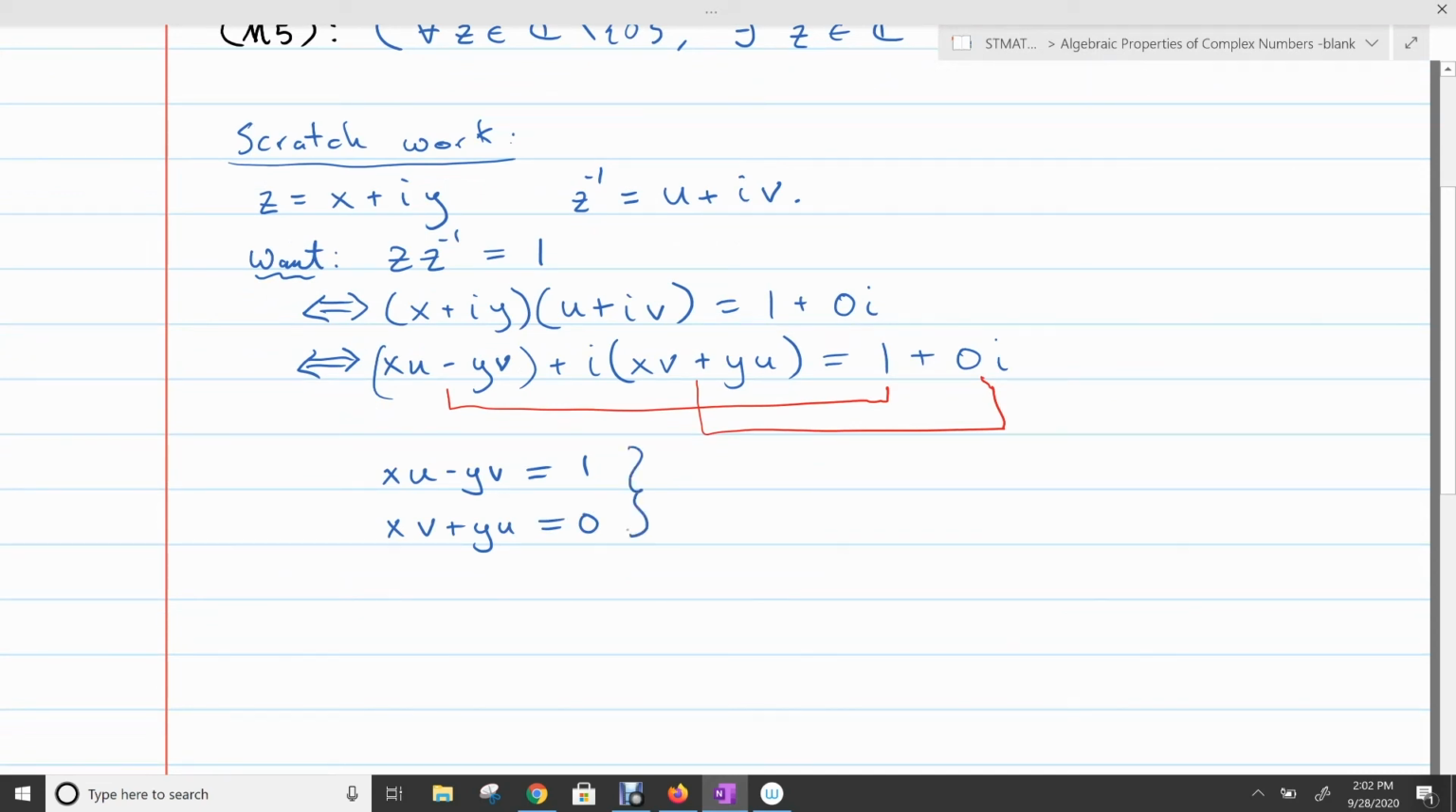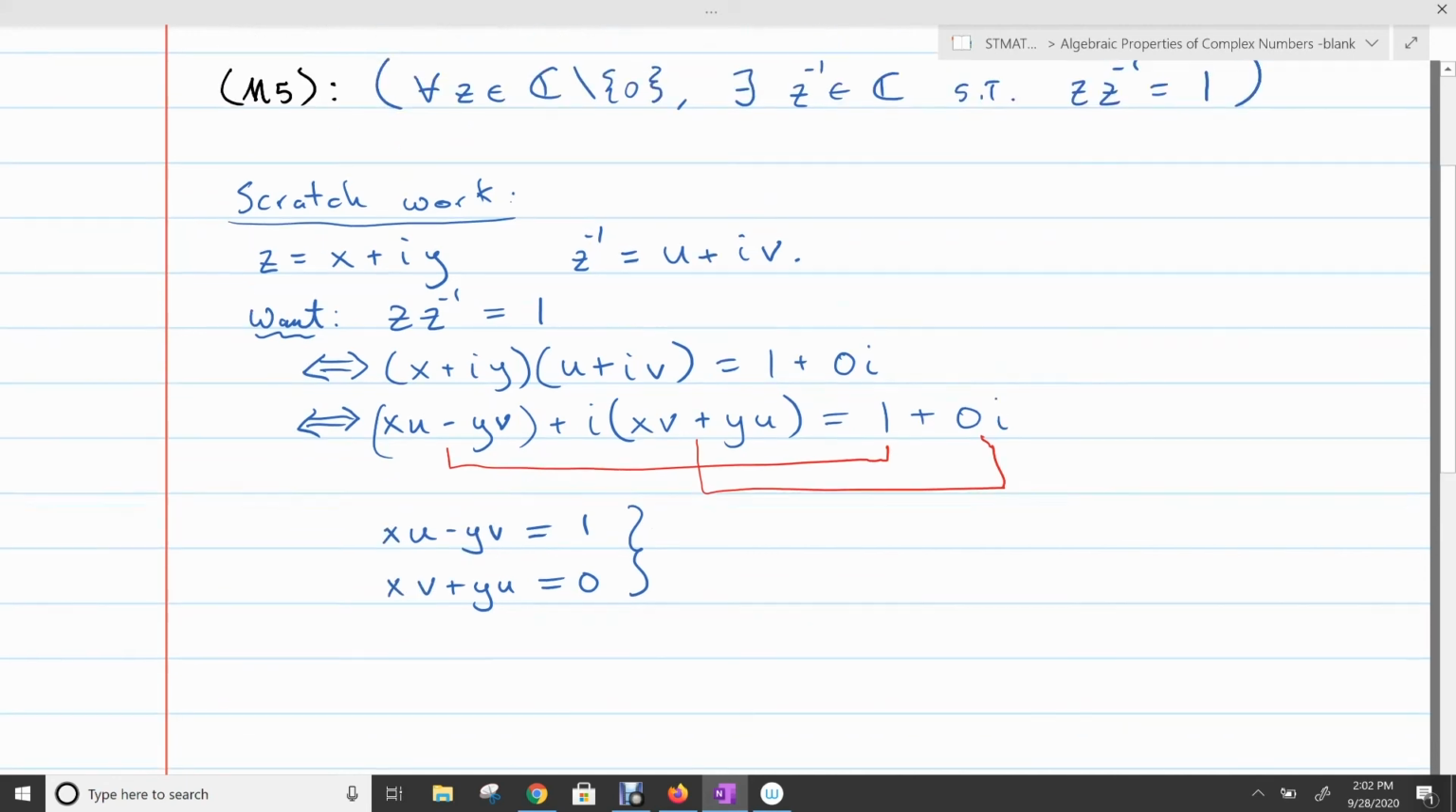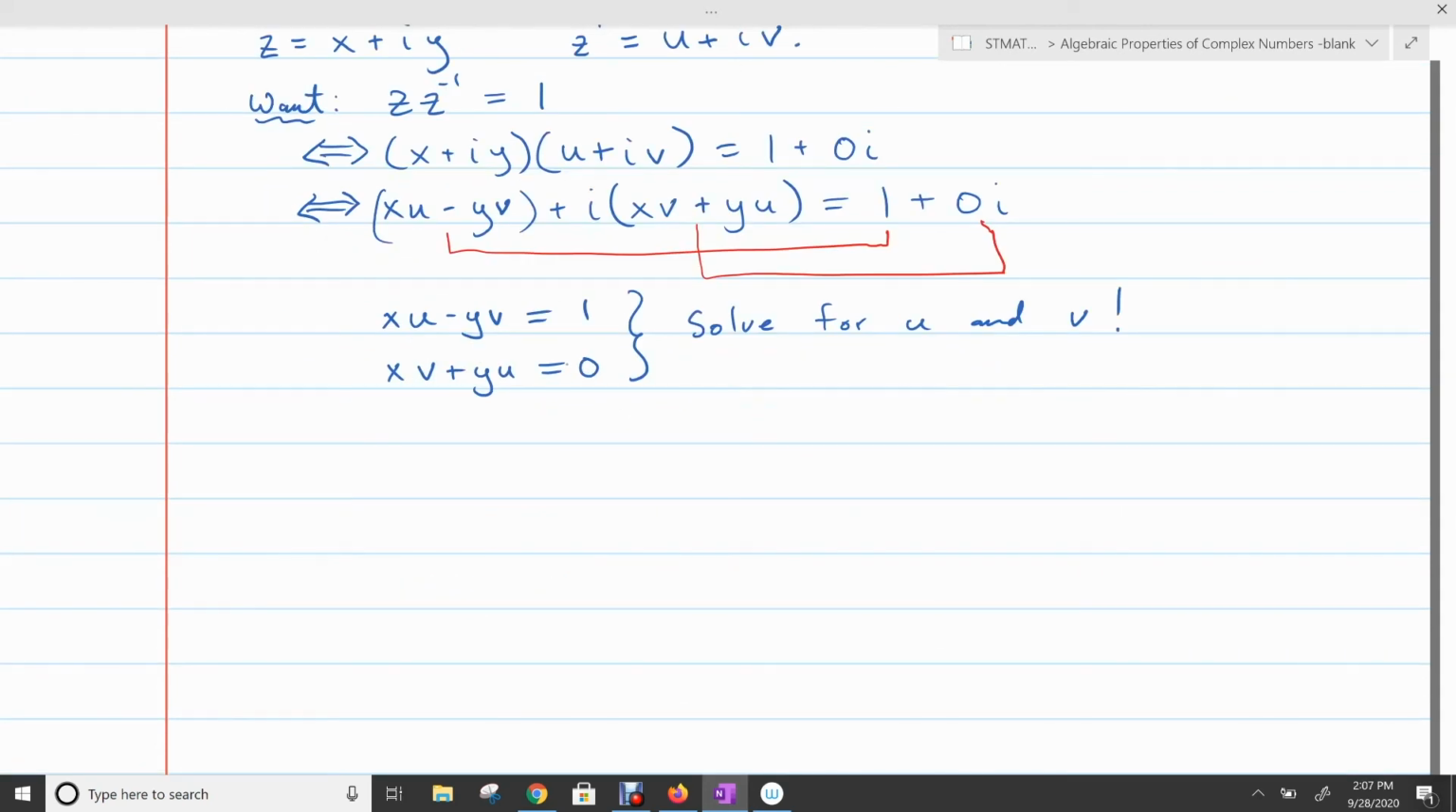We're trying to figure out what u and v would have to be, because u and v are the components of the inverse. So we just want to solve this system of two equations and two unknowns for u and v. I can use the process of elimination.